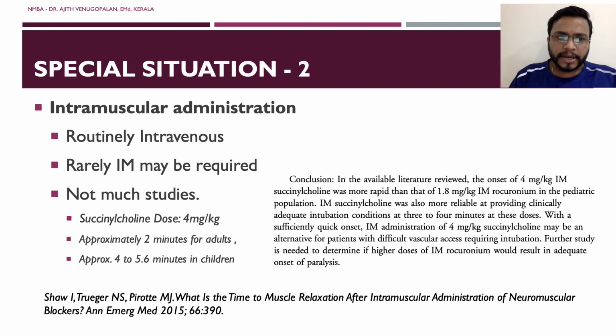There is one in the Annals of Emergency Medicine 2015 which says that if succinylcholine is used, we have to use almost 4 mg per kg, and the approximate onset of action is 2 minutes for adults instead of 30 seconds, and in children this can go up to 4 to 5 minutes. So this is the conclusion of the study. It's not routinely used, and there are not many studies on it, but I just want to bring up that there is a possibility that it can also be given intramuscularly.